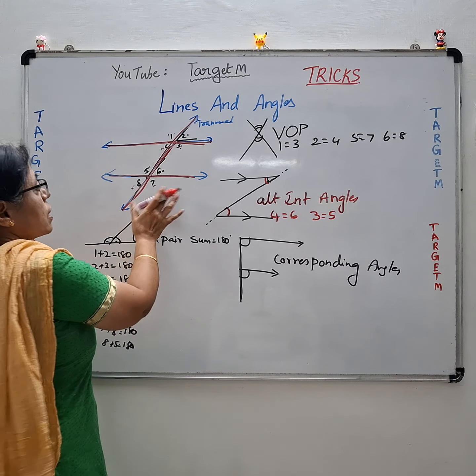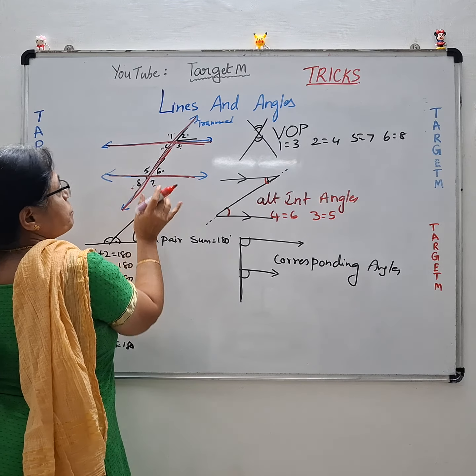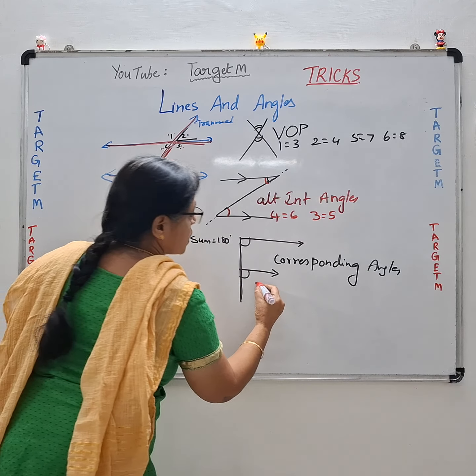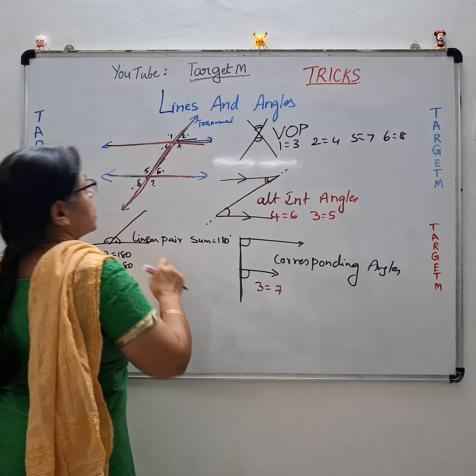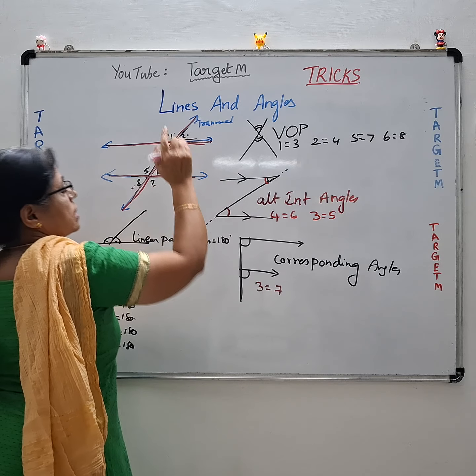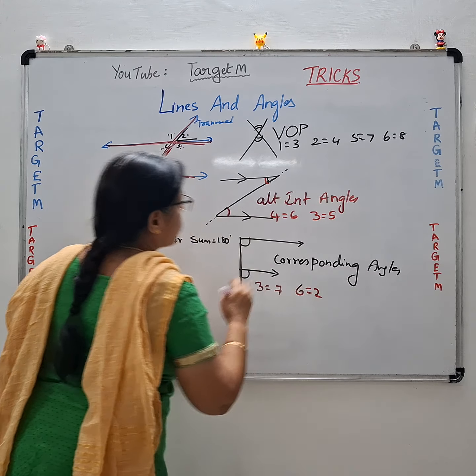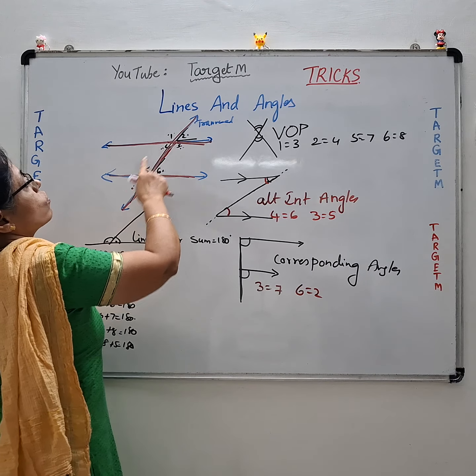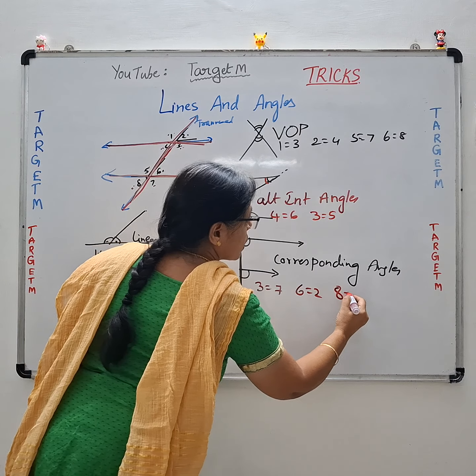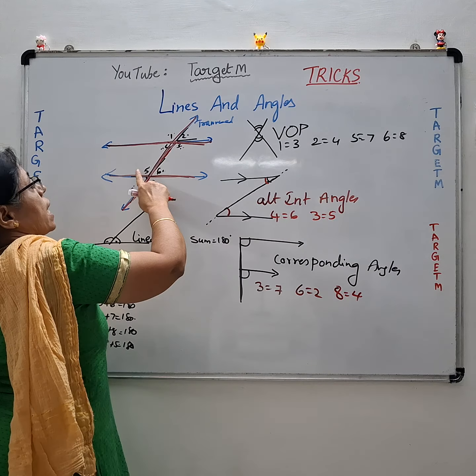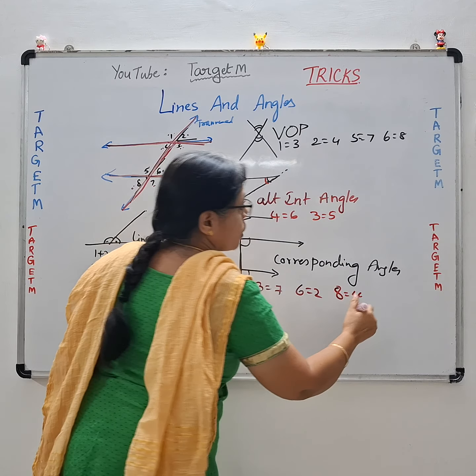So what are the corresponding angles here? 3 is equal to 7 clearly, the F shape is coming. Similarly 6 is equal to 2. One more pair: 8 is equal to 4. Those two angles are called corresponding angles, and angle 5 is equal to angle 1.